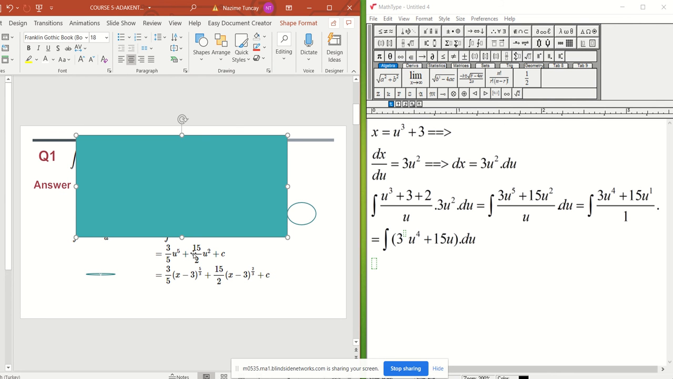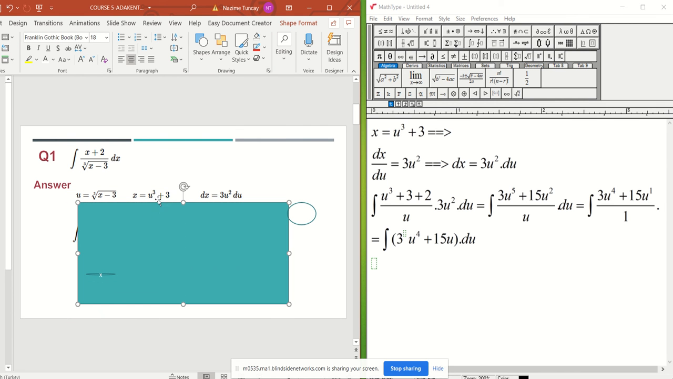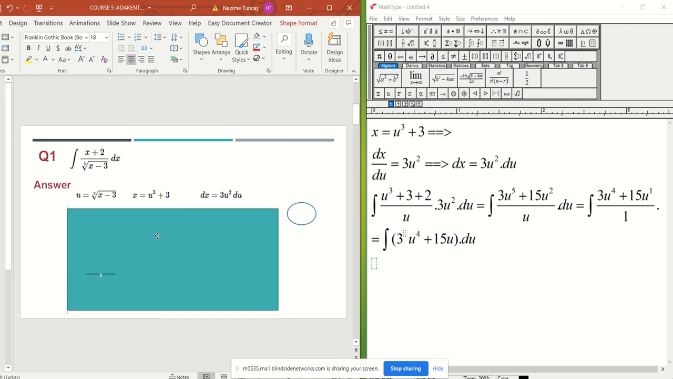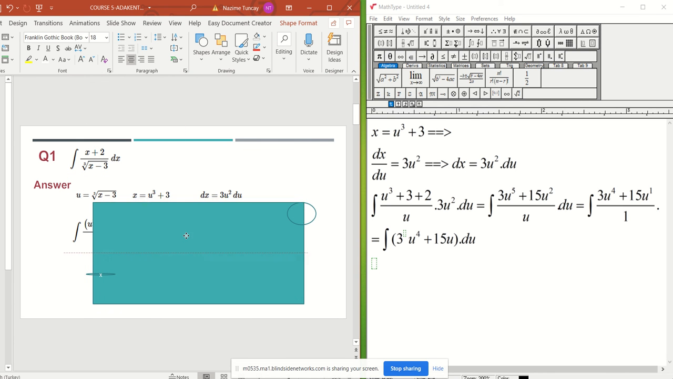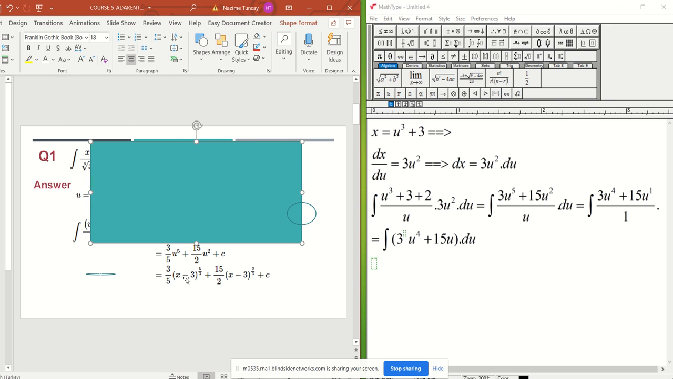After you find what u is here, you can substitute x again. So what was x? x was this one that you can see here, u to the power 3 plus 3. But here this was u. u was root 3 of x minus 3. So here you write root 3.